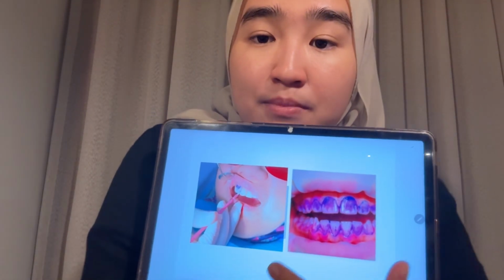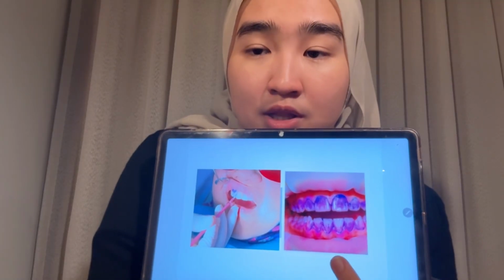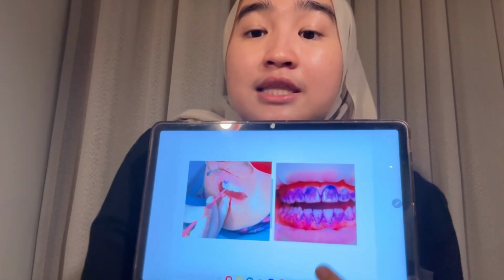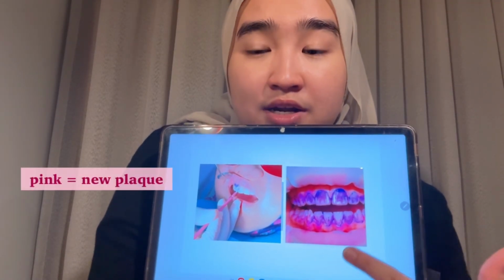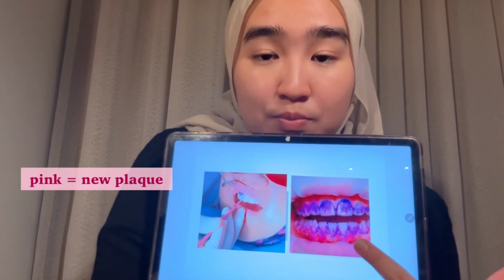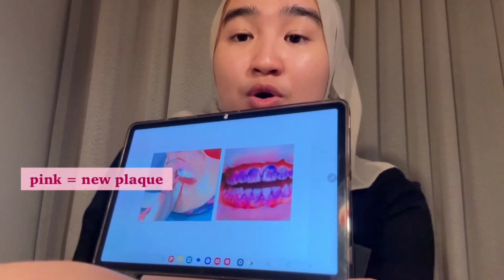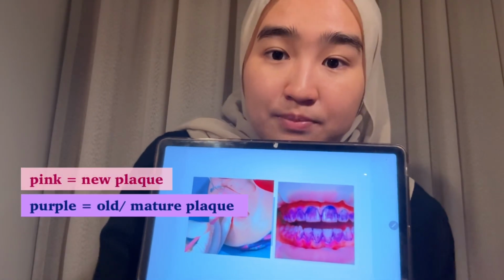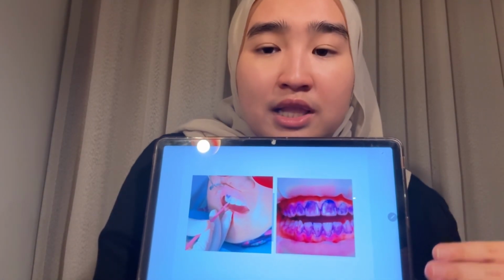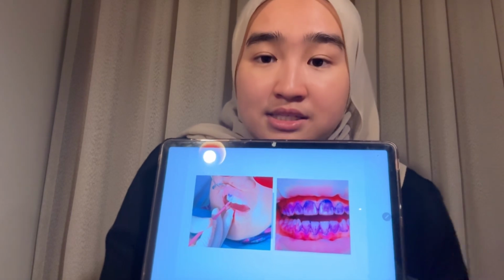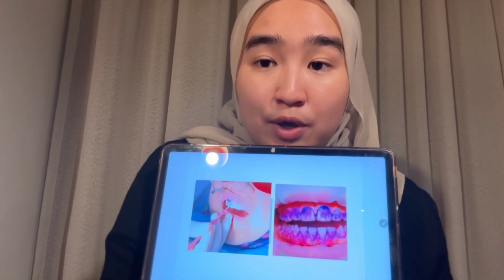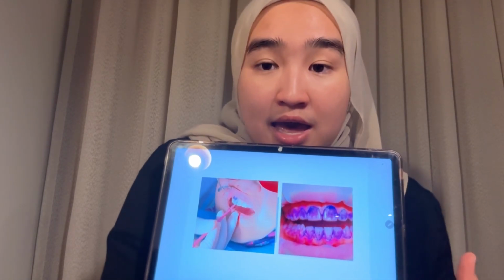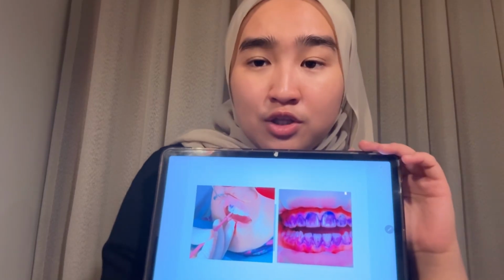Your teeth may turn pink or purple, which is normal. The pink color means that there is new plaque. And the blue or purple color means it is mature or older plaque. This will help you to understand exactly where to focus when you brush your teeth. And it also helps to motivate you to improve your oral hygiene and monitor your gum health over time.